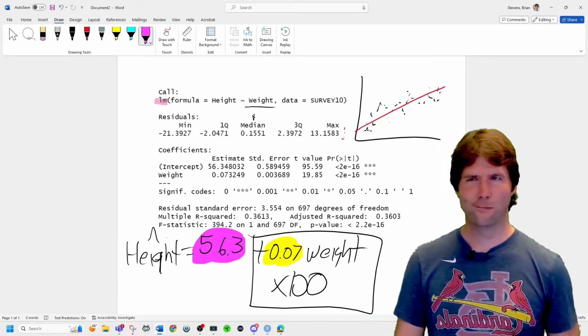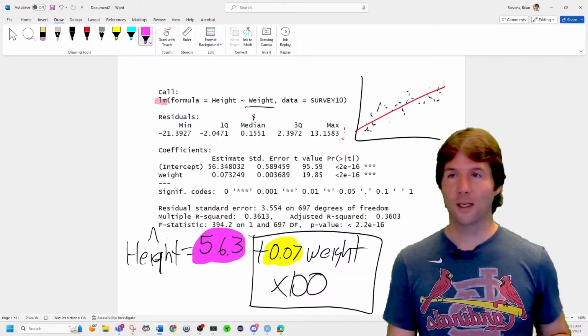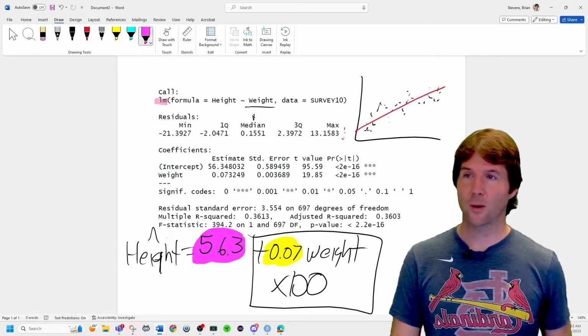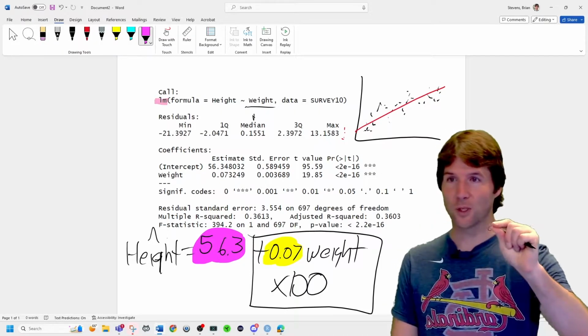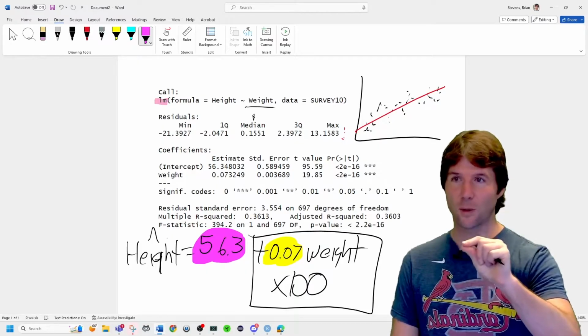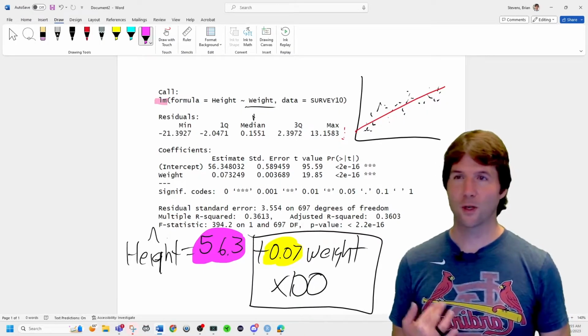So with this, we have the intercept right here, and the intercept would be among individuals with a weight of 0. Doesn't really make sense. Among individuals with a weight of 0, we would expect their height to be 56.3 inches on average, but this is not a meaningful interpretation because it doesn't make sense. Individuals can't have a weight of 0. That's how I would write it out, trying to explain to someone.